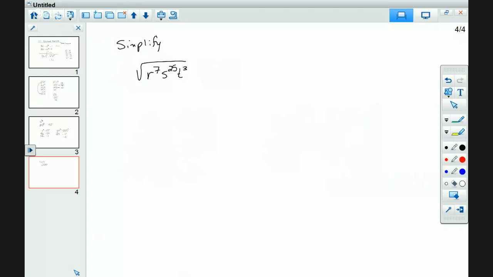Yeah, those are odd numbers with the square root. So sometimes they don't work out really nicely. But I can still pull stuff out.